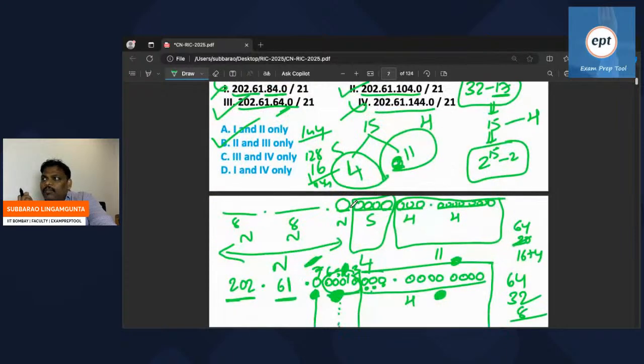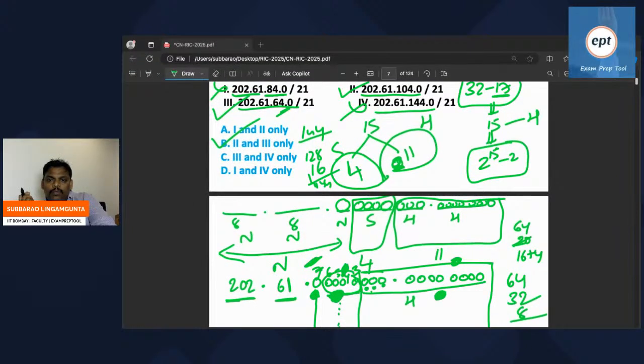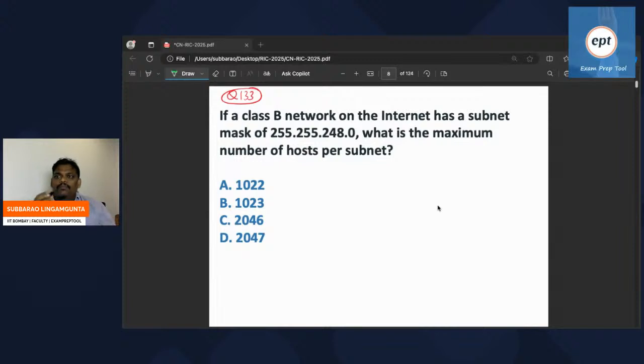It's a little tricky problem. I don't know how many people got it. Right. Perfect. Yeah. What is the answer of this problem?